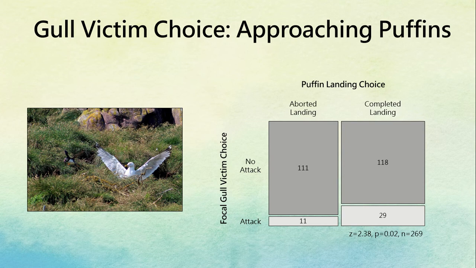Next, I wanted to know if gulls were sensitive to puffin landing choice. So, as you can see here, with my cursor, 29 focal gulls, 29 attacks happened when the puffin completed their landing as compared to aborting their landing. And as you can see, the sample size between both are essentially even, so it wasn't an issue of different samples. So yes, gulls are sensitive to puffin landing choice.